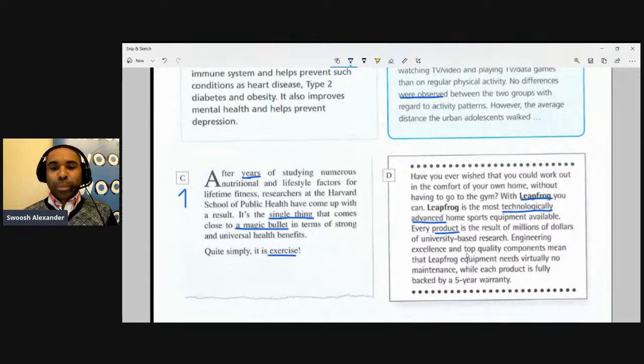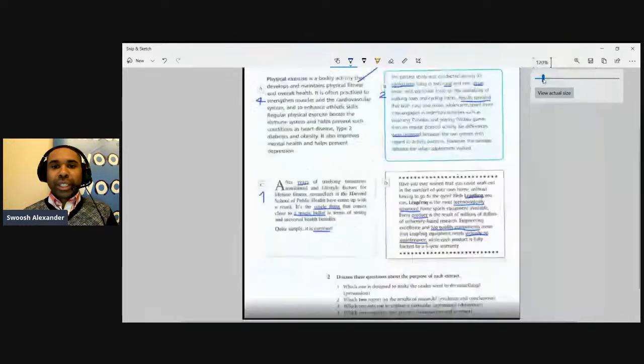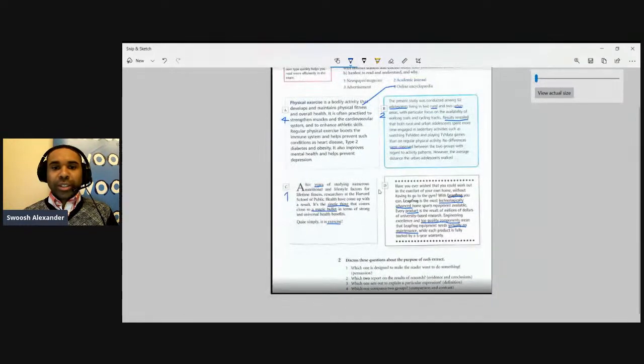We can see that top quality components, the sort of language you'd expect in an advert, needs virtually no maintenance. So lots of persuasive language to try and get us excited in this product. And so for D, the answer is 3.